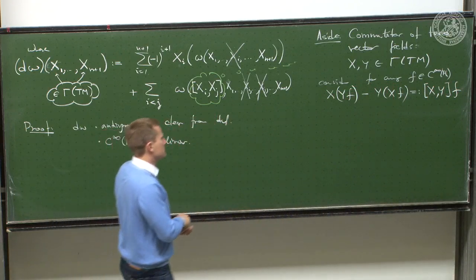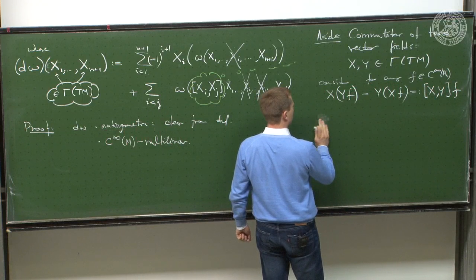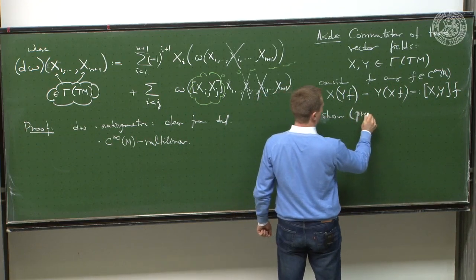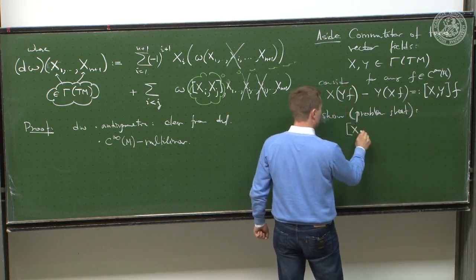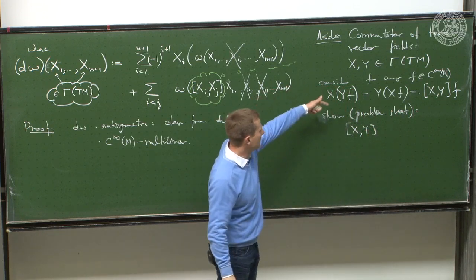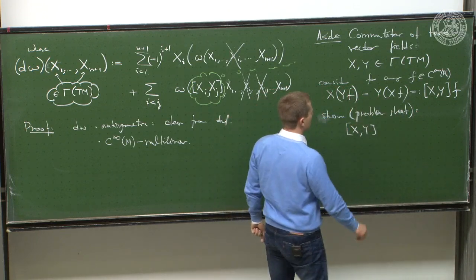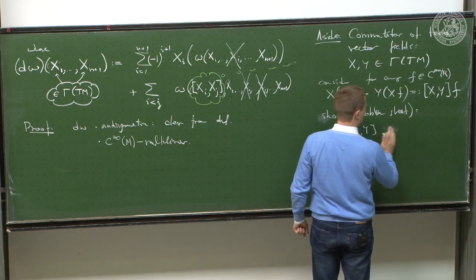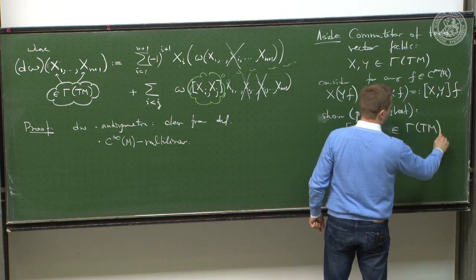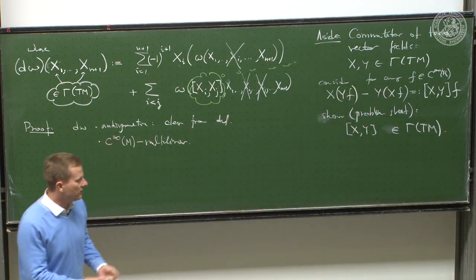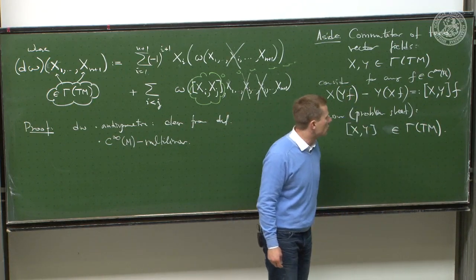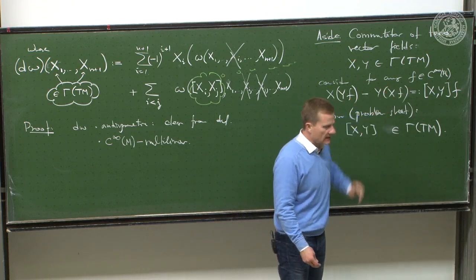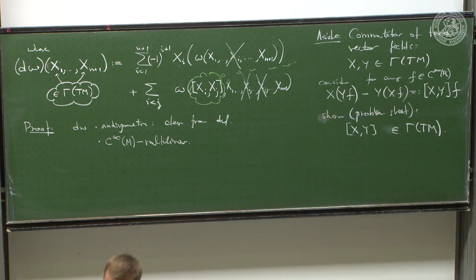And what you can show, and that's the problem sheet, is that only this combination [X, Y], but not X after Y or Y after X, but only this combination, is again a vector field. Okay, so you can take 2 vector fields and you construct a new vector field by taking this so-called commutator. And it acts on a function and it has the C infinity multilinearity property, it's a vector field.